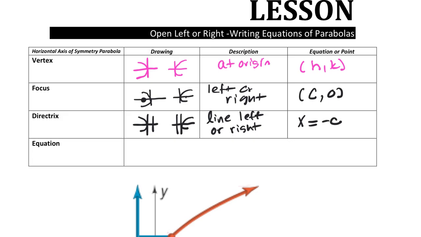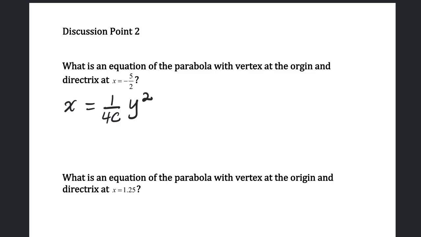Something that's a little bit different: since this parabola opens left and right, it's going to start with x equals 1 over 4c times y squared. So a, which controls it being narrow or wider, or a reflection over the x-axis, is equal to 1 over 4c. We're going to go over some discussion points.